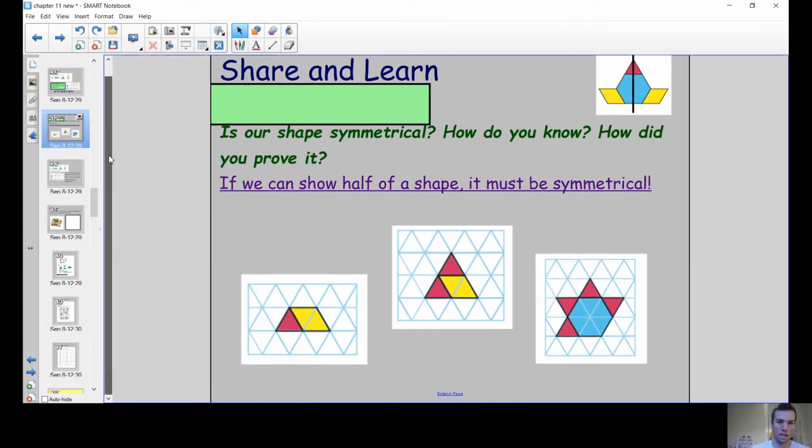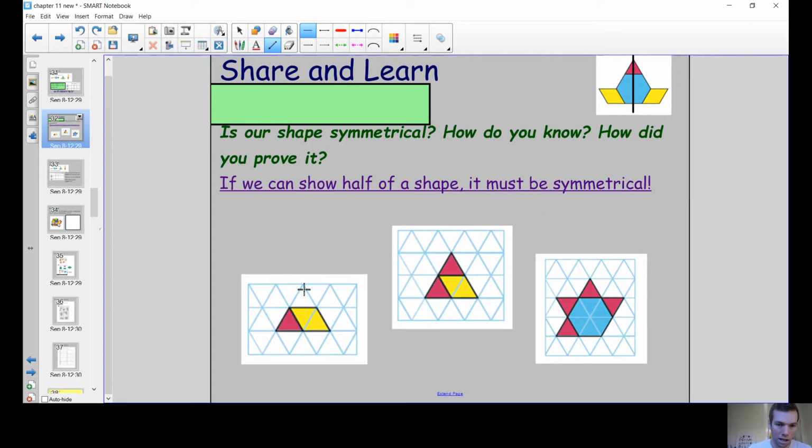Okay, let's have a look at some of these shapes. You might want to pause it and see if you can imagine or pretend with your hand or your finger where a line of symmetry might be on these shapes. I want to know, are they symmetrical?